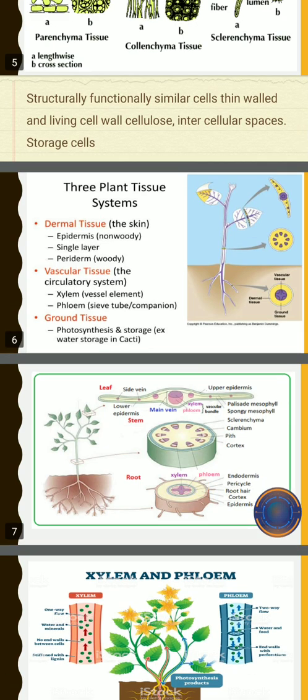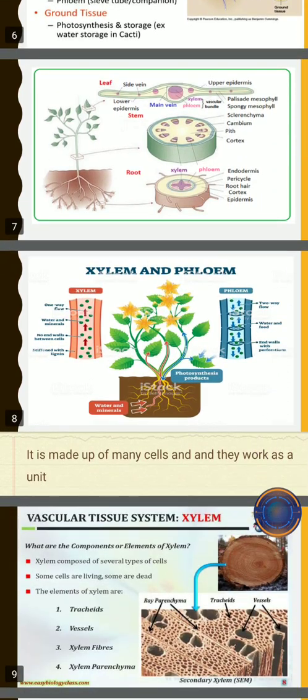Now the dermal tissue is the skin, that includes the epidermis, a single epidermis in non-woody plants and the periderm in the woody plants. The vascular tissues are the xylem and the phloem. The ground tissue is involved with photosynthesis and storage. You can see these diagrams.